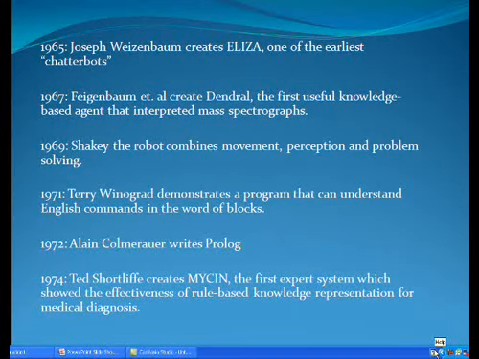In 1971, Terry Winograd demonstrated a program that can understand English commands in the world of blocks. In 1972, Alain Colmerauer writes Prolog. In 1974, Ted Shortliffe created MYCIN, the first expert system, which showed the effectiveness of rule-based knowledge representation for medical diagnosis.